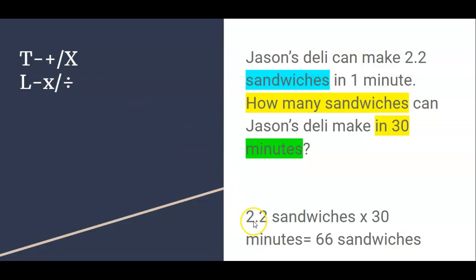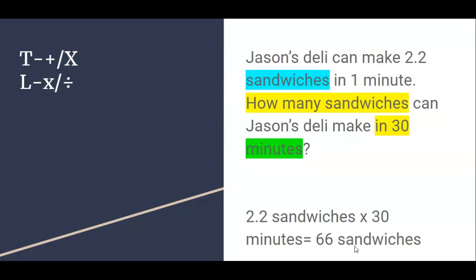So I'm going to take my 2 2/10 sandwiches. I'm going to multiply that by 30 minutes. If I do 2 2/10 times 30, I get 66 sandwiches. Okay, that might be helpful information.